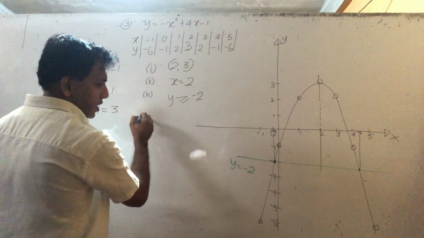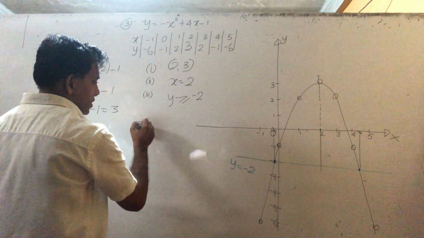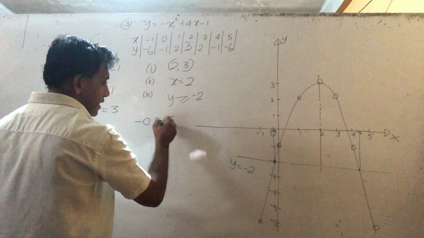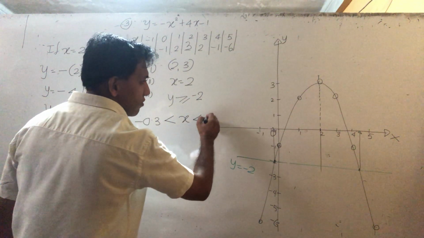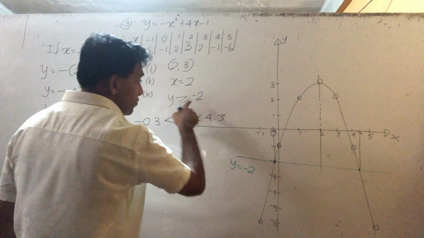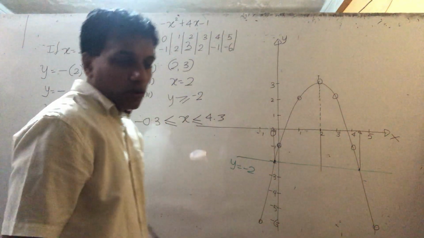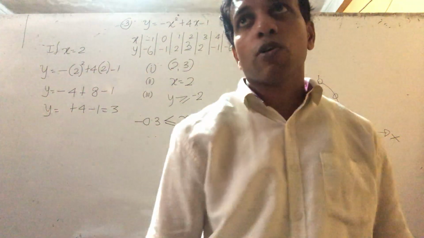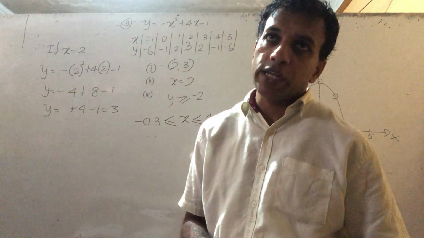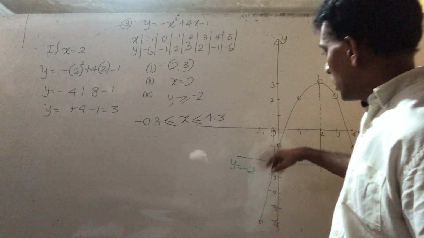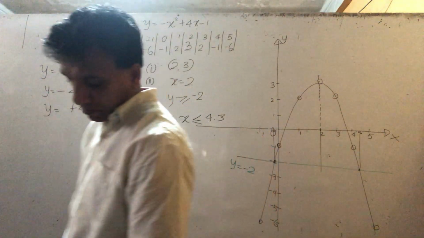So roughly, I show that the range of x is maybe minus 0.3 less than or equal to x, up to, let's say, 4.3. If they mark the equal, you also show the equal symbol. Usually we write such a range problem in inequality form, so you should improve how to write the inequality pattern for y greater than minus 2, the range of x.